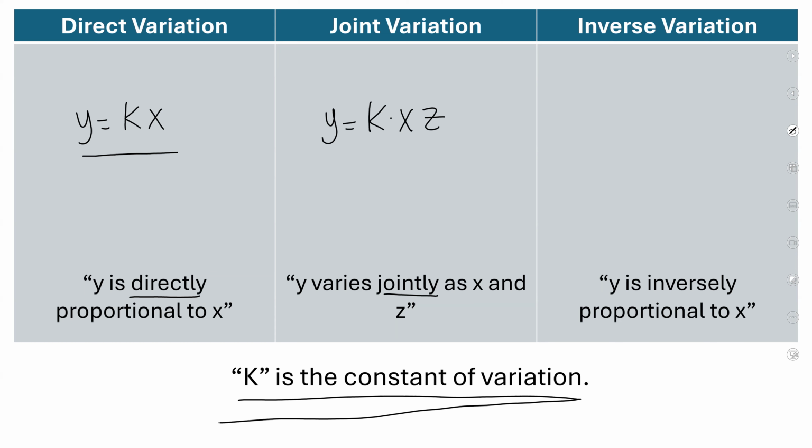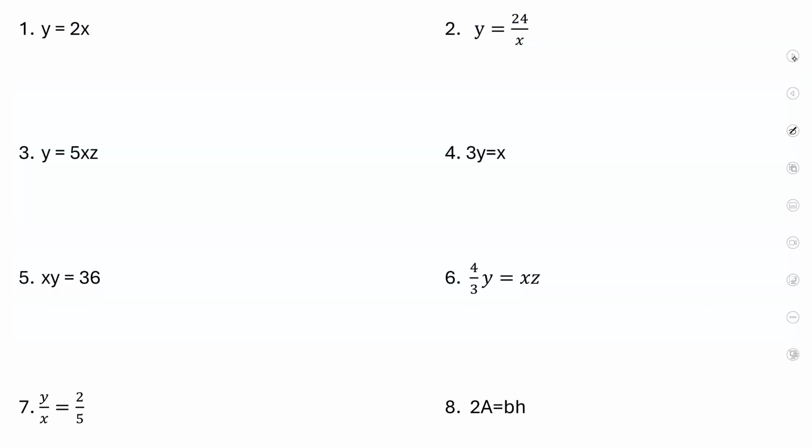Next is inverse variation. The key word is inverse. The equation is y equals k divided by x. And it's read as y is inversely proportional to x. So let's look at some examples. We're going to determine what variation we have.